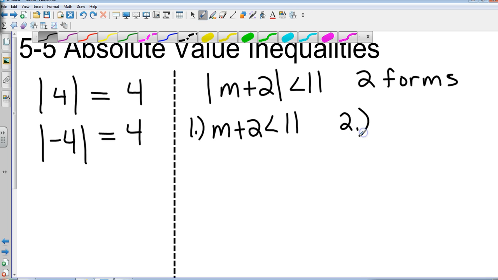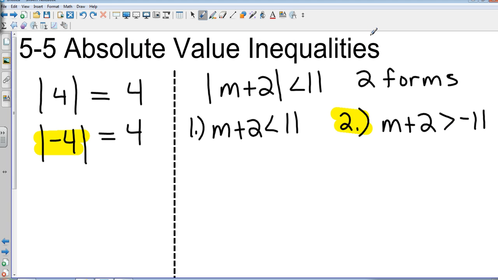My second form has to do with this negative value. And so I'm going to take the same equation, m plus 2, but I'm going to change my 11 to -11. Now, mathematically, how do I change an 11 to -11? Well, I multiply it by -1. And our rules from last week tell us that if we multiply both sides by -1, then we are going to have to flip the sign. So I need to flip this to greater than. Okay? So watch that sign flip on your second form.